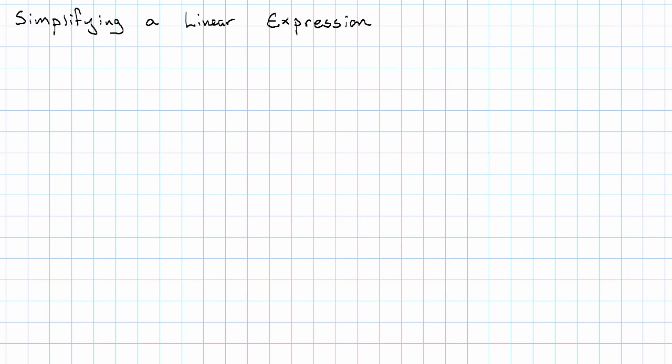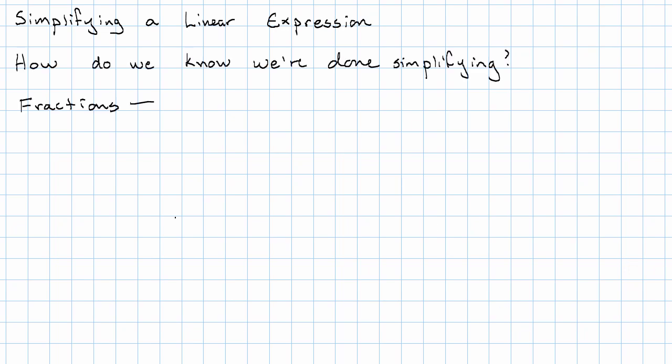When we simplify an expression, one problem that we often run into is, how do we know that we're done? The answer is, we know that we're done simplifying when we've got an object into whatever the standard form is for objects of that kind. For fractions, the standard form is lowest terms.